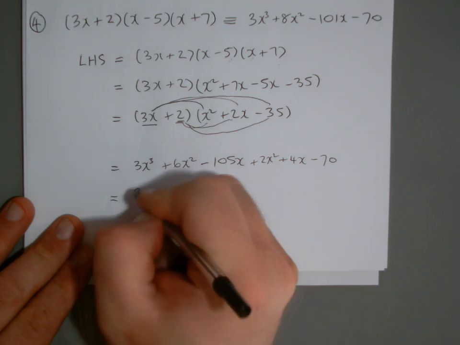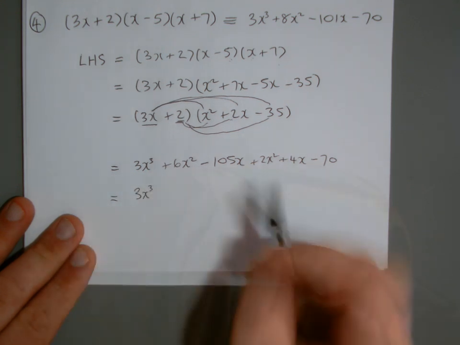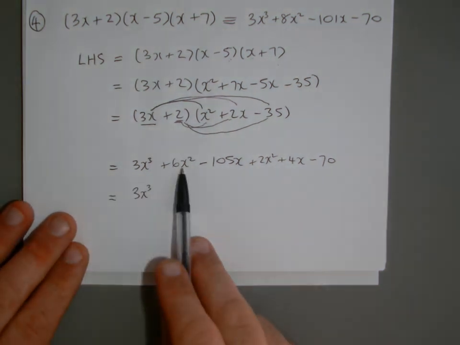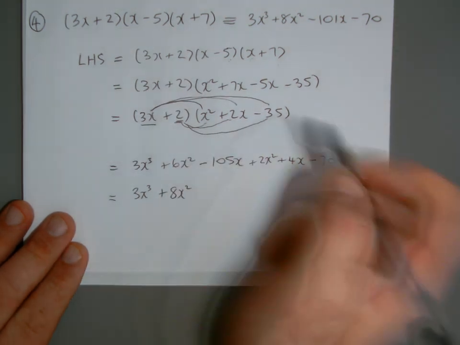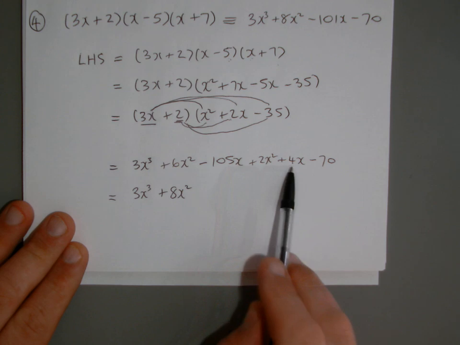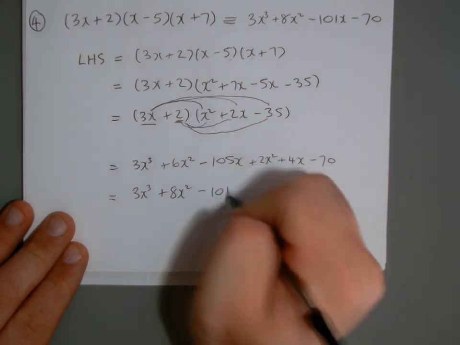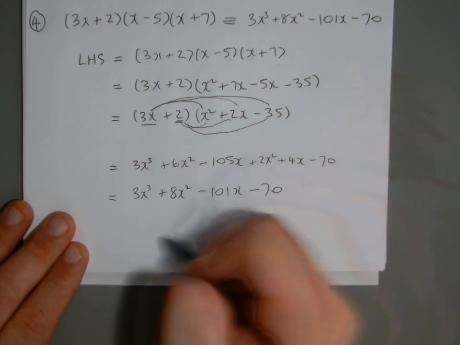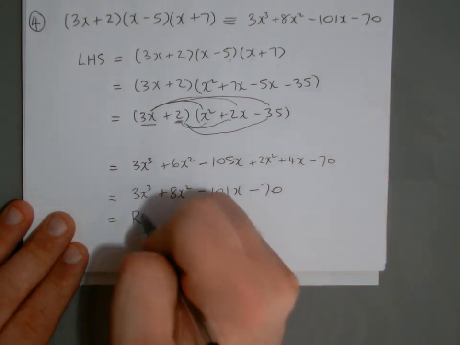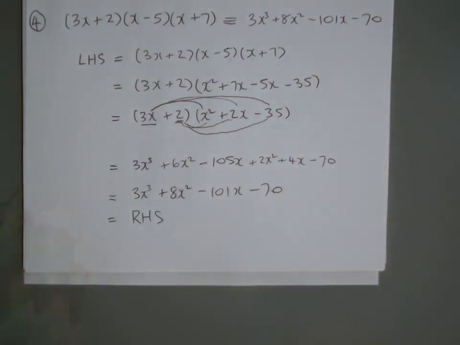So then let's simplify it, and hopefully we get the right hand side. So 3x cubed, 6x squared plus 2x squared is 8x squared. So looking good so far. Minus 105x plus 4x is minus 101x, and then you've got that minus 70 at the end, and of course it's identical to the right hand side. So all you've got to say is, look, it's identical to the right hand side, because we've got left hand side equals the right hand side. We've proved the statement.